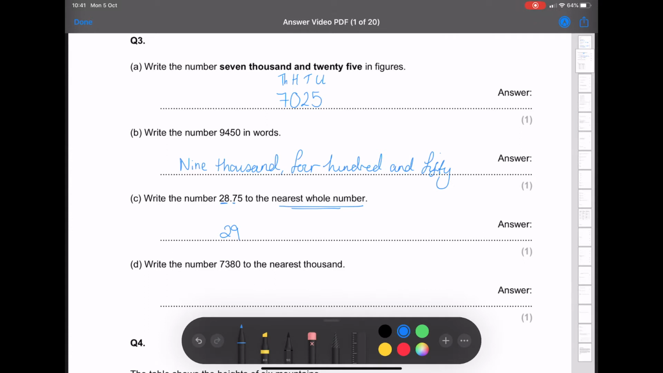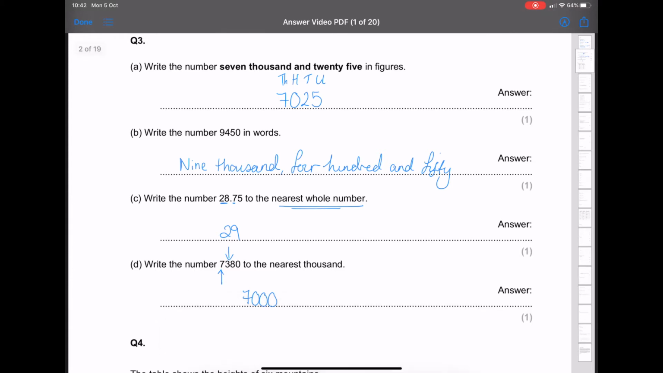Then it says to write the number 7,380 to the nearest 1,000. Again, this is your thousands column. Is that closer to 7,000 or 8,000? It's closer to 7,000. So 7,000 would be our answer because that is a 3. Remember, 5 or above, we round up. 4 or below, we round down.